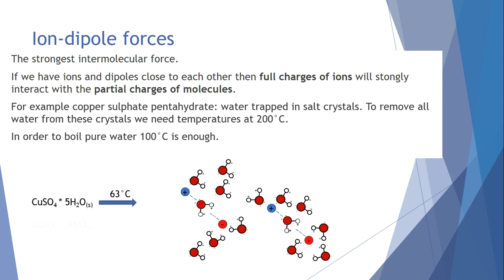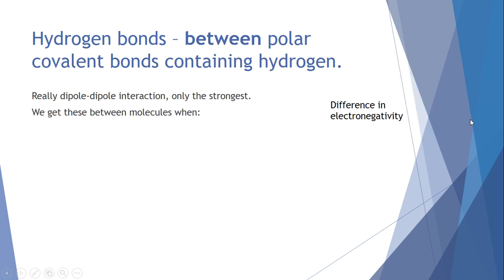And as we heat up copper sulfate, water molecules are going to go away, like this. And the fewer water molecules we have, the more attracted they're going to be to the salt, and we need to increase the temperature higher and higher. So we need temperatures of about 200 degrees to get rid of all the water molecules and get just copper sulfate salt at the end. Okay, let's switch gears and talk about hydrogen bonds.